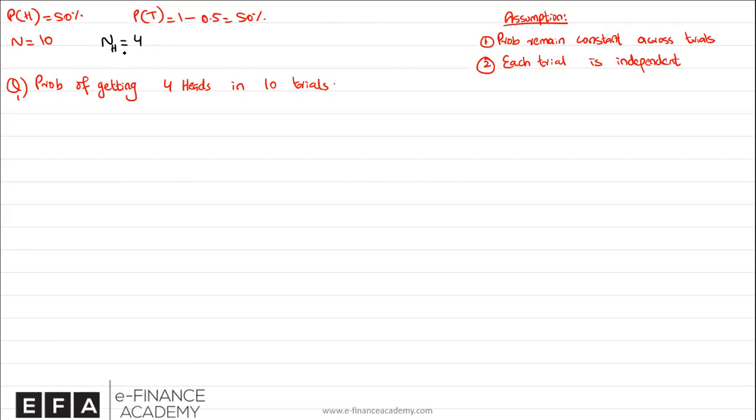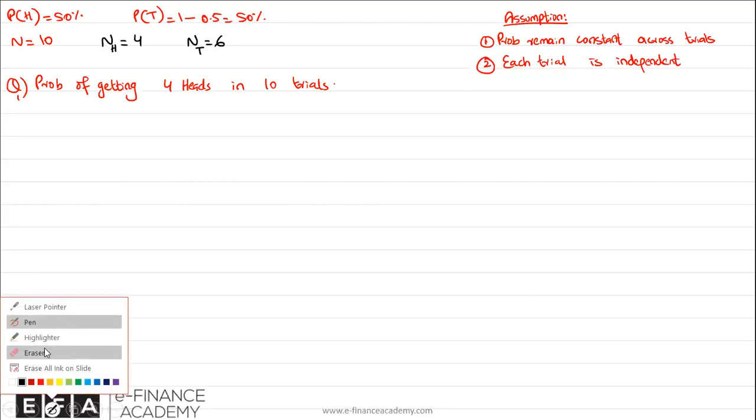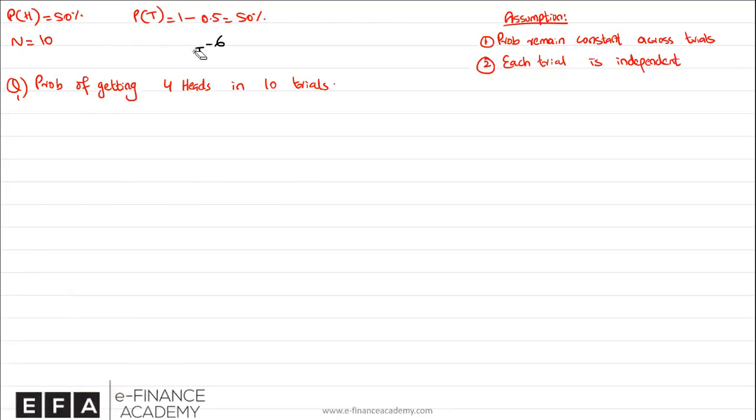If you get 4 heads out of 10 tosses, the remaining 6 would of course be the failure, which is the tail. So the number NT represents the tail. The number of tails that you expect to get is actually 6. So what is the probability of getting 4 heads in 10 trials? NH is 4 and NT is 6. What I could do is better write this right here. The number of heads we are looking for is 4, and the number of tails would then be 6, while the total tosses are 10.